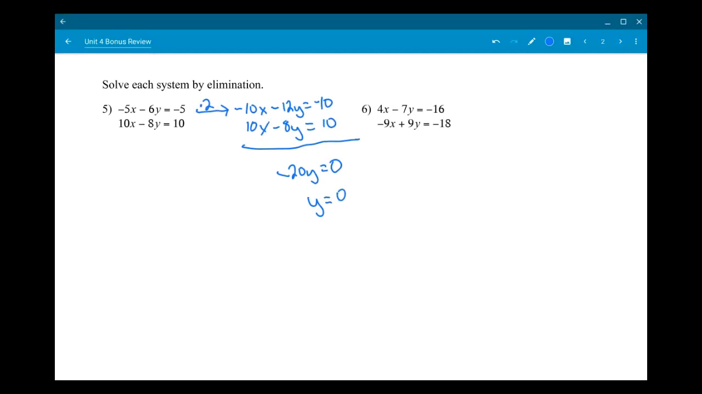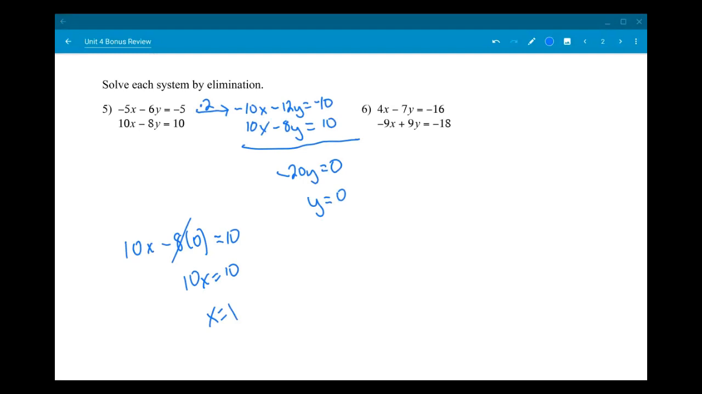So another one where we had a variable equals 0. Super fun. Okay. And then you can plug that y equals 0 into any one of your equations. It doesn't matter which one. I'm going to plug it into the second one, replace my y with 0. I end up with 10x equals 10. So I get x equals 1.